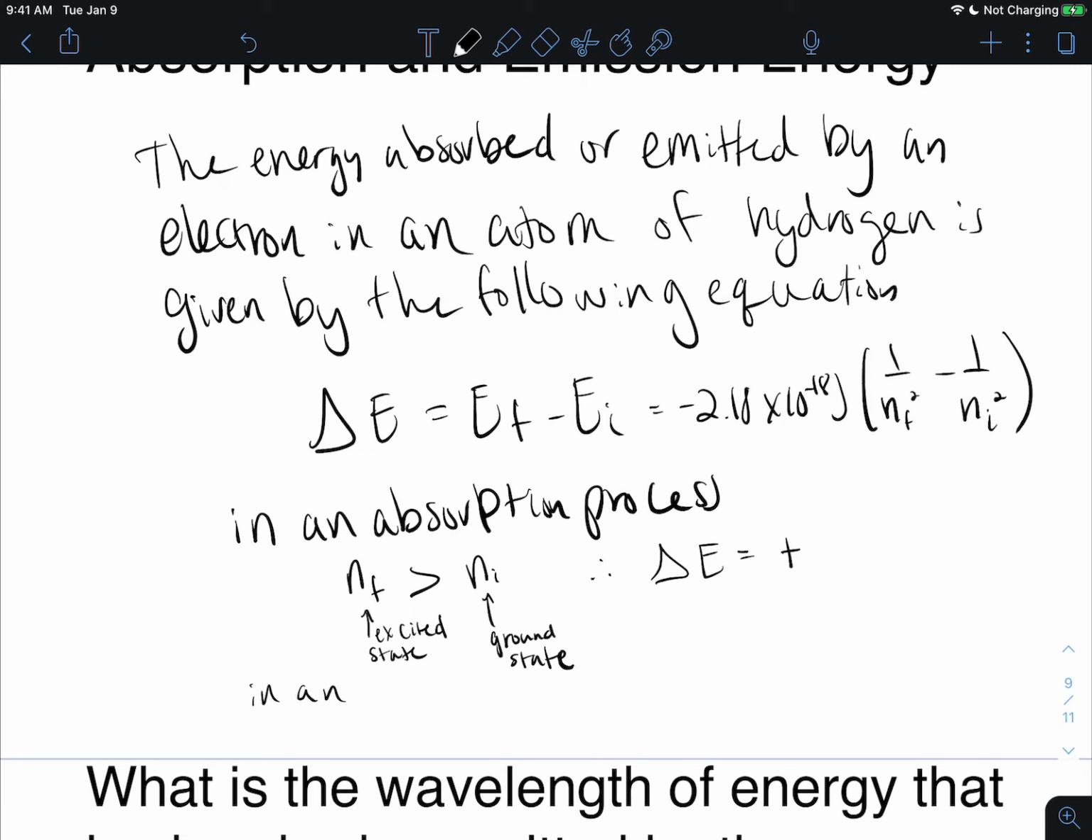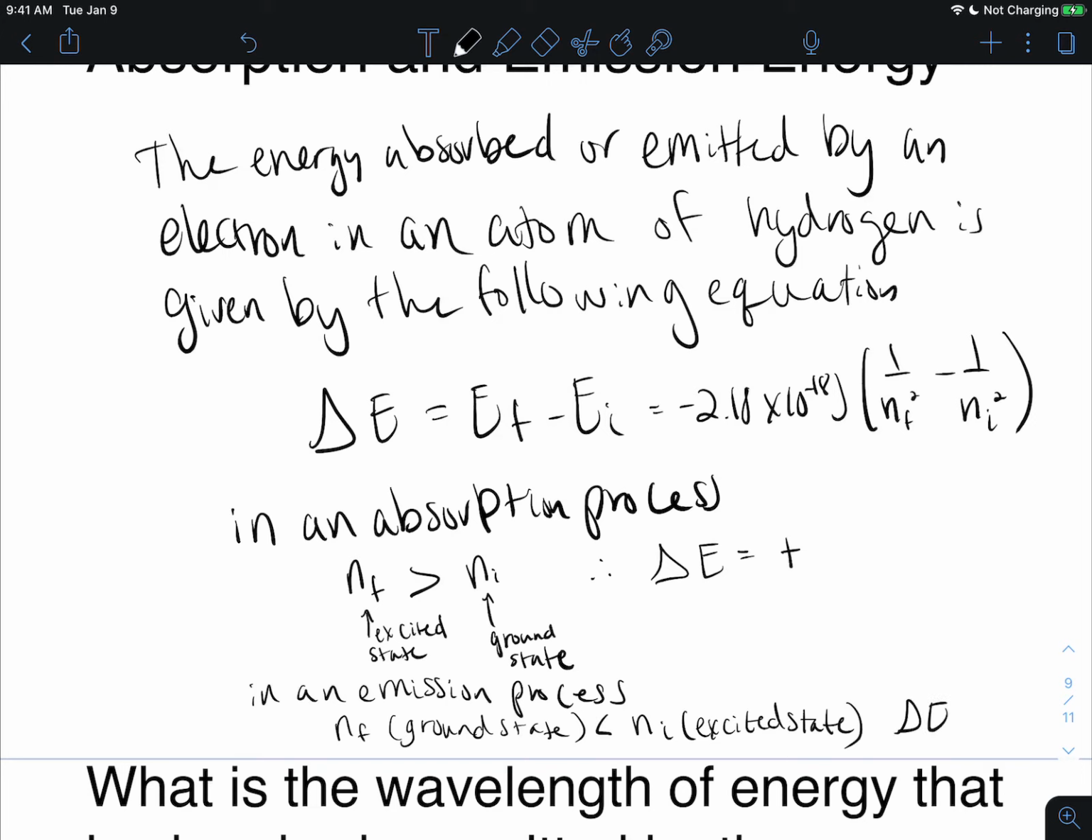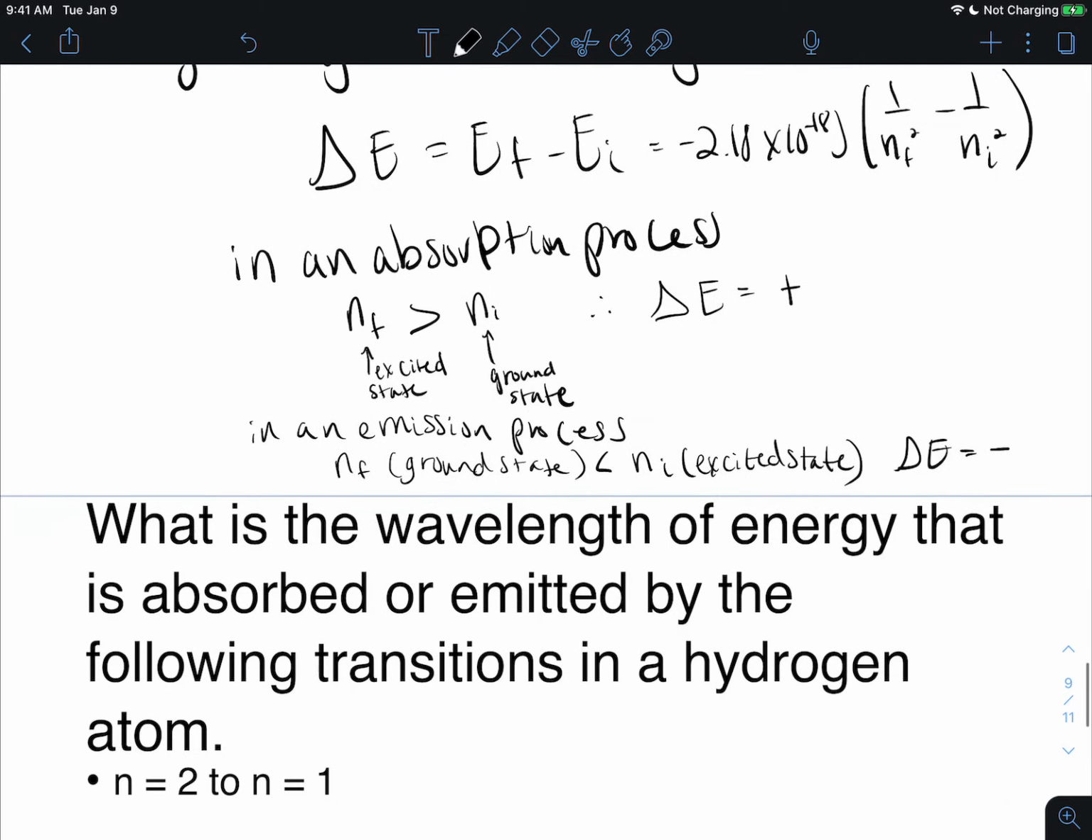In an emission process, we're going to have the opposite, right? Our n final is going to be the ground state. Our n initial is going to be the excited state. So our n initial is going to be the greater value, and our delta E will be negative as a consequence, which again should make sense because we are emitting energy, and that is a negative value.